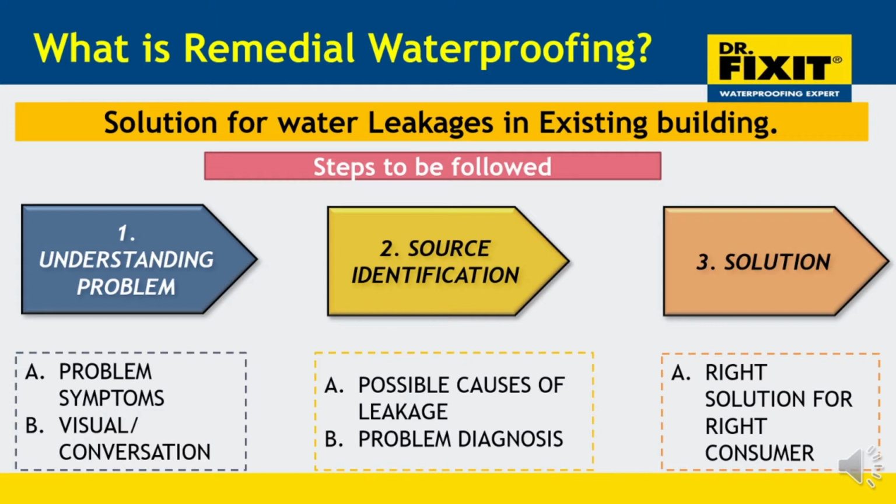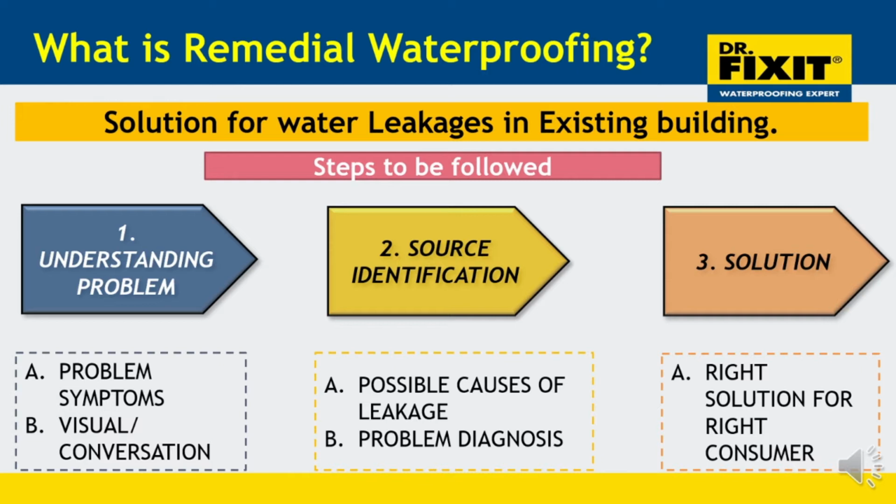First, the steps to follow are three-way. First, understand the problem. In understanding the problem, you should look at the problem symptoms, like visual conditions and all that. When you understand the problem, you can do better. Second is source identification. At the same time, try to identify exactly where the leakage is coming from. If you identify the source, then possible causes of leakage and possible diagnosis can be done. Then suggest the right solution for the right place to stop the leakage.